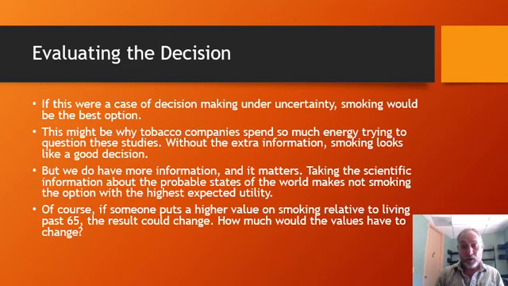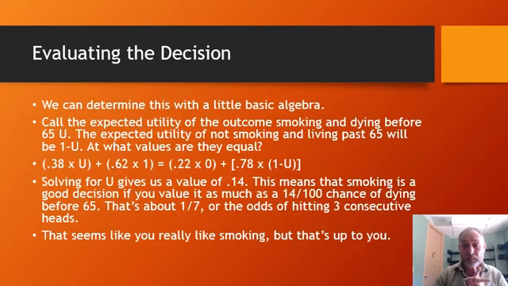Now, all this is going to depend on your values, right? So definitely, if you placed a higher value on smoking than 0.01, then at some level the calculus will shift, and it'll turn out to be a better idea to smoke. And we can even determine the exact value you'd have to put on smoking for it to be a good decision. It just requires a little bit of basic algebra.